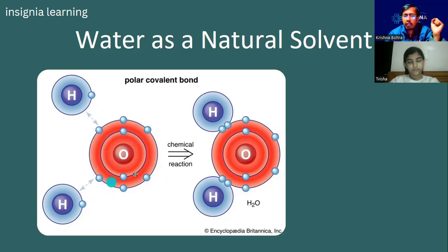At the outer shell of the oxygen, there are 6 electrons, as you can see: 1, 2, 3, 4, 5, and 6. To complete its 8 electrons, oxygen needs 2 extra electrons. So it will seek help from another element.